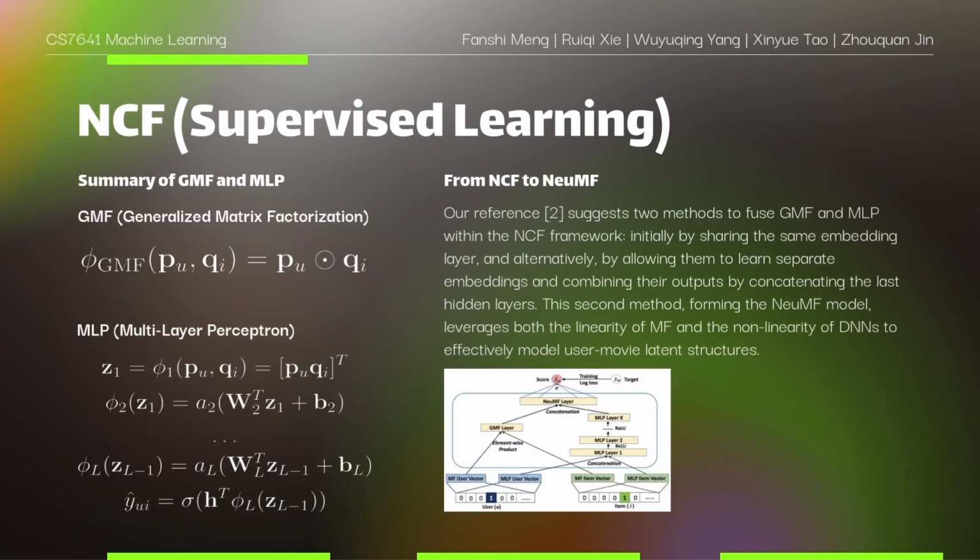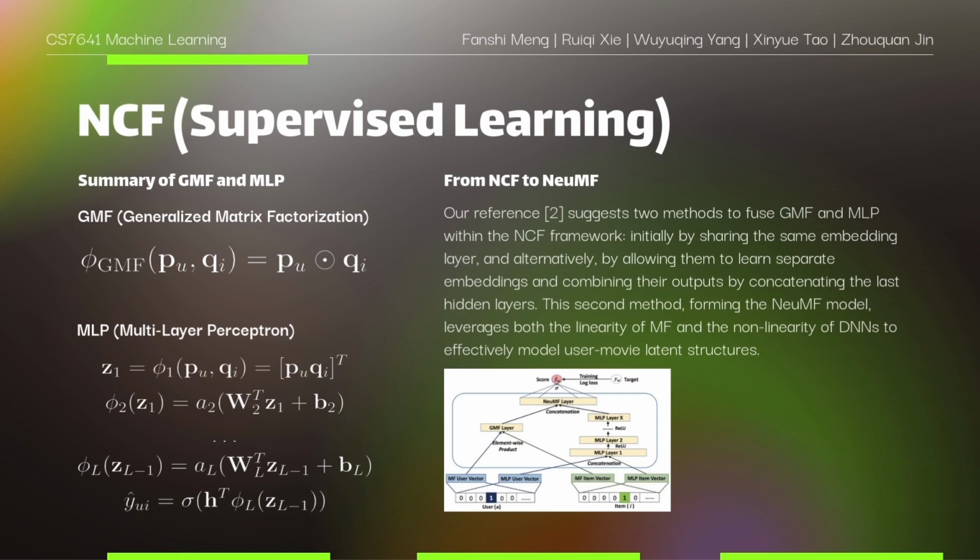In our model, we integrate GMF, which performs element-wise multiplication of user and item latent vectors, with an MLP that captures complex nonlinear interactions through multiple neural network layers. This combination forms our neural matrix factorization, NeuMF, which enhances recommendation accuracy by combining the simplicity of matrix factorization with the depth of neural networks.